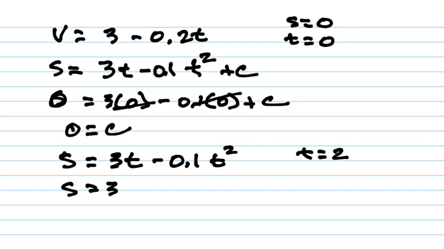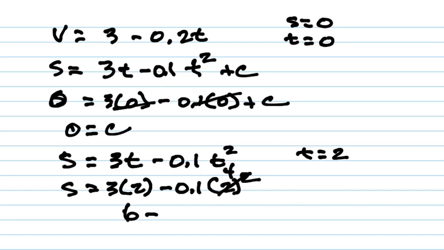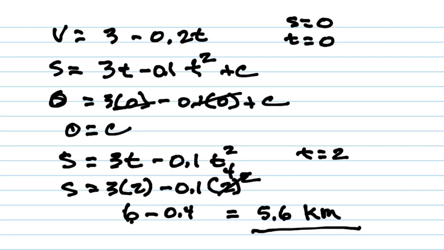So S equals 3 times 2 minus 0.1 times 2 squared, which is 6 minus... 2 squared is 4, times negative 0.1 is negative 0.4. Okay, everybody's happy with that? And what's 6 minus 0.4? 5.6. They changed our units this time. They used kilometers instead of meters. But since it was consistent, we don't have to worry about those units. We just have to worry about writing down the right units at the end.